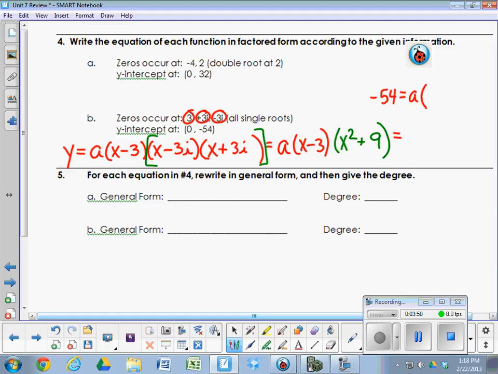Then you'll have 0 minus 3 times 0 squared plus 9. So we have negative 27a equals negative 54. A must be 2. Well, I plugged in 0. When you plug in 0 here for both x's, you get negative 3 times 9.